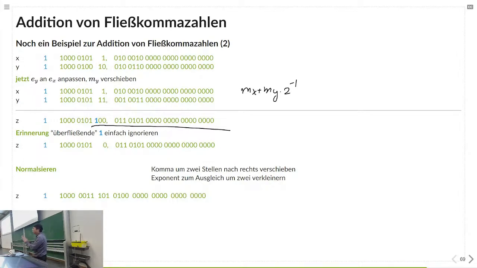Dann nur. Okay, I don't do the addition here. You can do that at home. I hope it's correct. I don't know. Okay. What is the value of this? mz. What is the value of mz here?